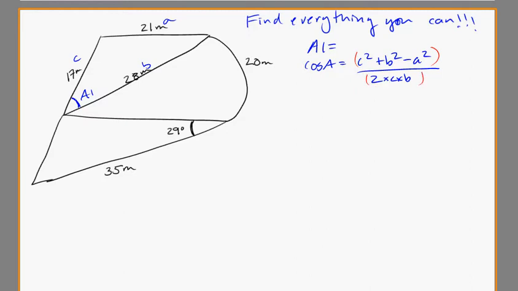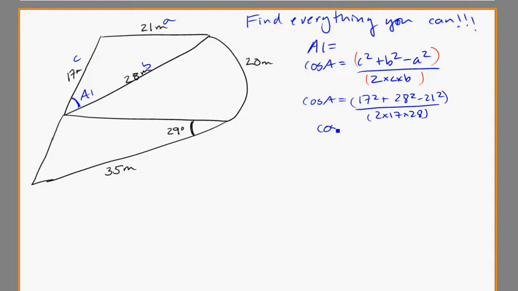So plugging in, cos A is equal to (17 squared plus 28 squared minus 21 squared) all over 2 times 17 times 28, and using brackets. And in this problem it doesn't really matter, you could be solving for this angle up here or this one over here. I just picked that one. A little bit of intuition and you'll see why. So go ahead and plug that into your calculator.